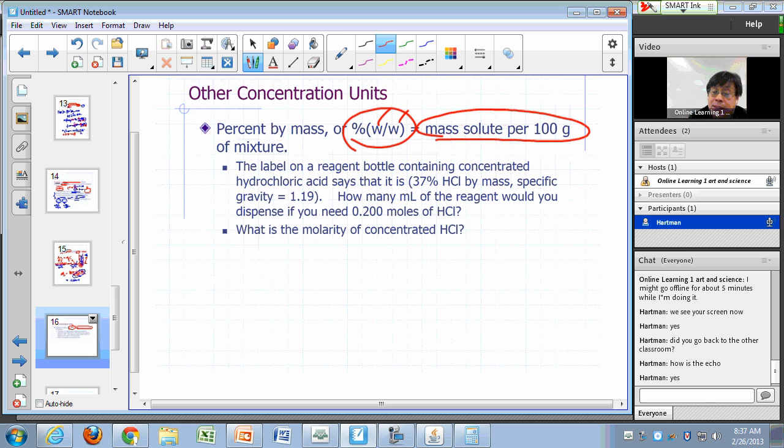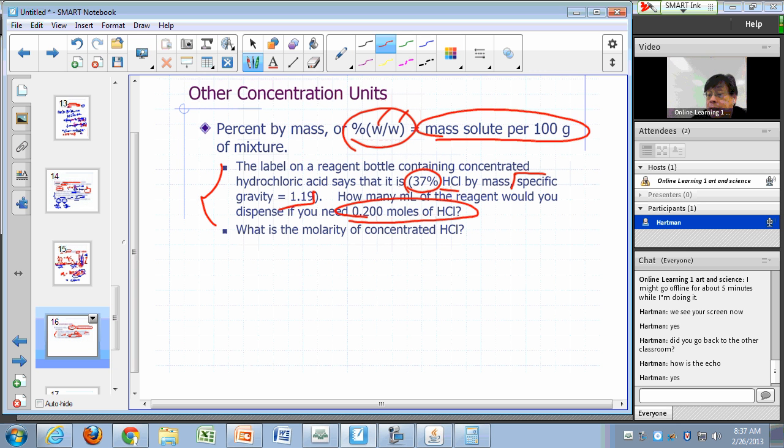Let's take a look at this example right here. Let's say you have a reagent bottle that says it contains hydrochloric acid, HCl, and it's 37% hydrochloric acid by mass. And the specific gravity is 1.19. We'll ignore this for now. Okay. Let's figure out how much HCl we need to dispense if we want 0.2 moles of HCl.